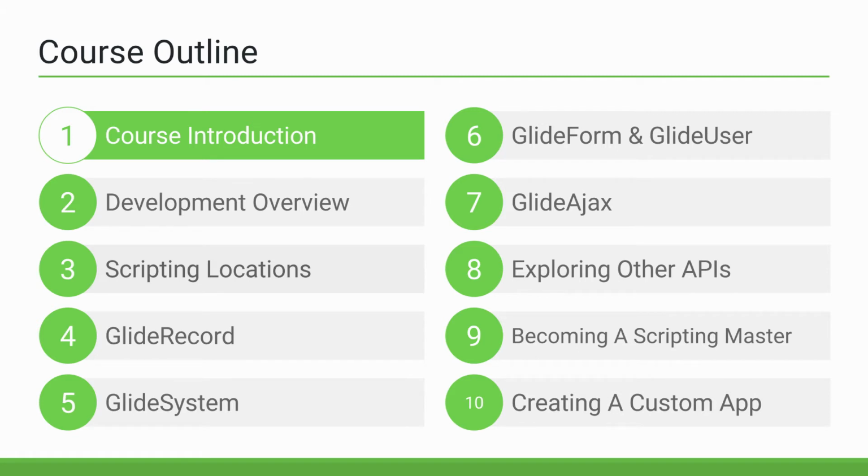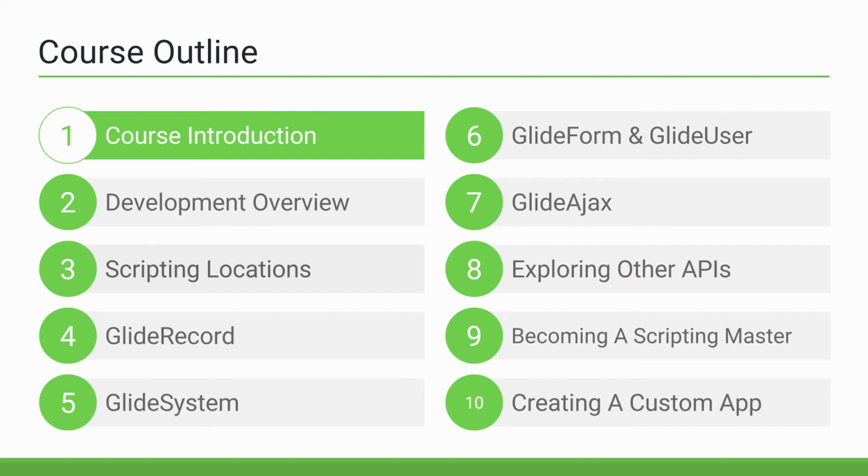So we're currently in the first section, the course introduction. After this section, we'll jump into section 2, where I'll provide a development overview. Then in section 3, we'll cover the most important scripting locations that you need to know as a ServiceNow developer. In section 4, we'll get started with our first ServiceNow API, the Glide record. Then in section 5, we'll cover the Glide System API. In section 6, we'll switch gears to client-side APIs, where we'll discuss the Glide Form and Glide User API.